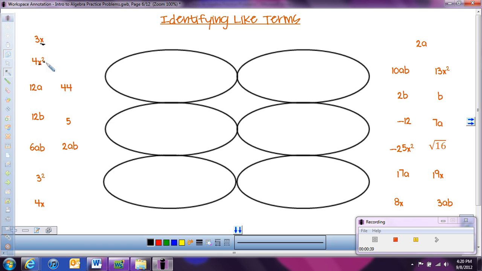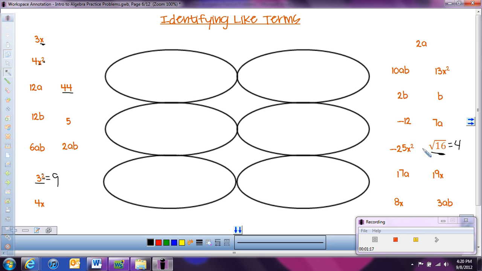Now, the only one that some people might get stumped up on are constants. Constants are just the numbers. There's no variables. And so when we're working with constants, it doesn't matter if it's just a number like 44, if it's a number raised to a power, or if it's a square root of a number. Those are all just constants because the square root of 16 can be rewritten as 4, which is just a constant, and 3 squared, or 3 times 3, can be rewritten as 9. So don't let that square or that square root mess you up at all.